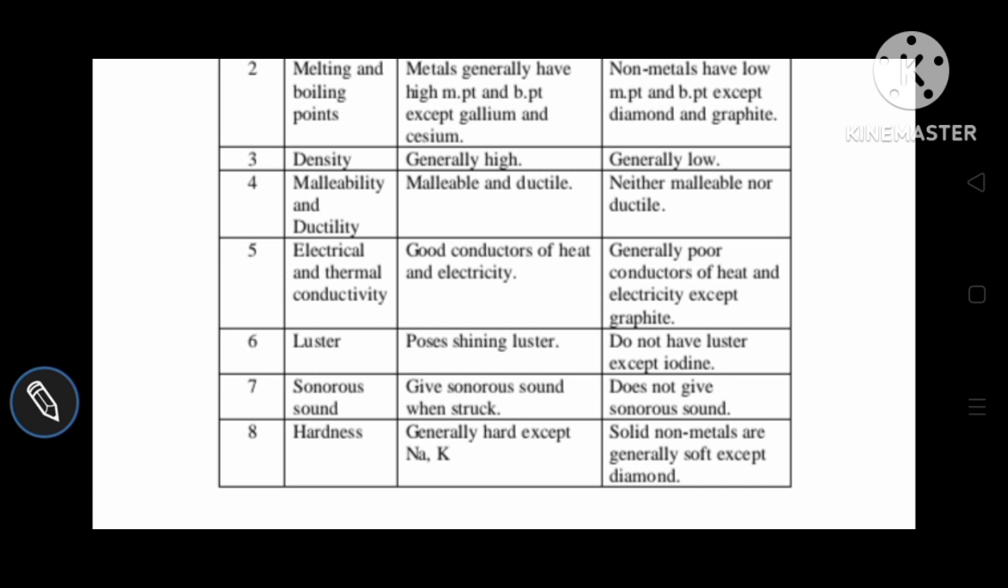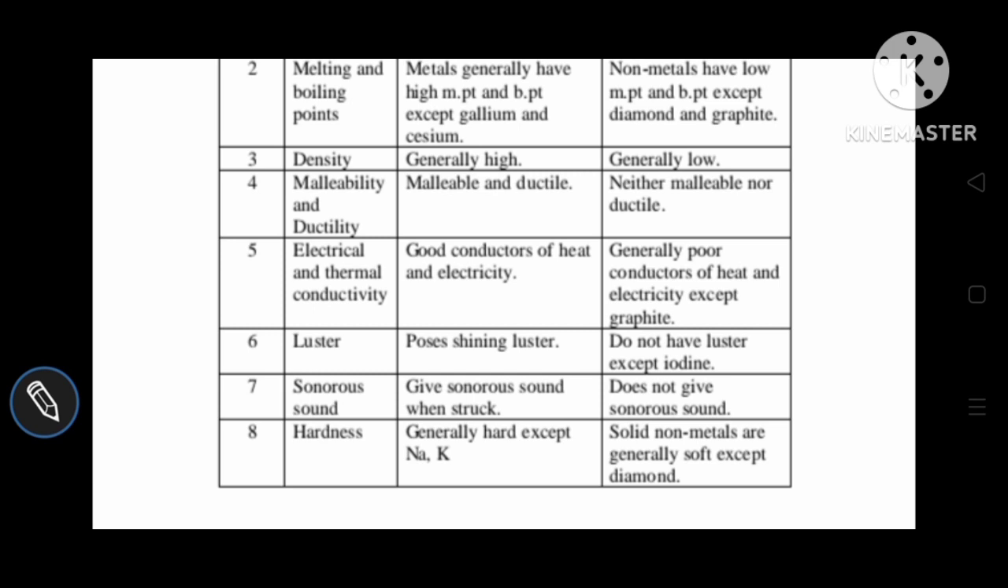Seventh property is sonorous sound. Metals always give a sonorous sound when struck. Non-metals do not give a sonorous sound when struck. Hardness: metals are generally hard except sodium and potassium. Solid non-metals are generally soft except diamond.